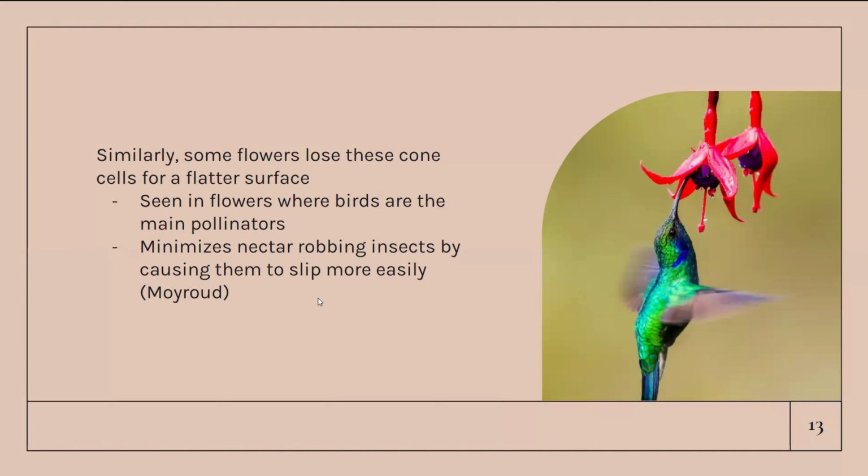Similarly, some flowers lose the cone cells for a flatter surface when birds are the main pollinators. A flatter surface minimizes friction and therefore nectar-robbing insects because it causes them to slip more easily.